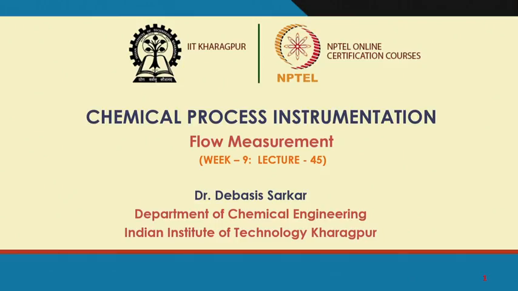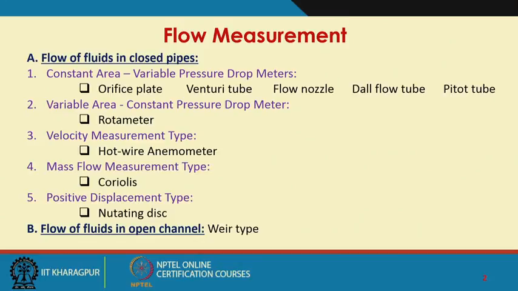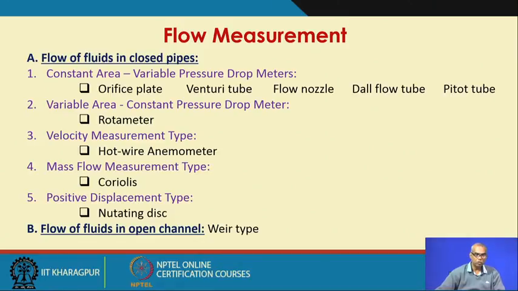Welcome to lecture 45. We are talking about flow measuring instruments. So, this is the last lecture of this week. We have talked about constant area variable pressure drop meters, we have talked about variable area constant pressure drop meter. So, today we will talk about velocity measurement type, mass flow measurement type, positive displacement type, and also we talk about wear type flow meters which are used for flow of fluids in open channel.